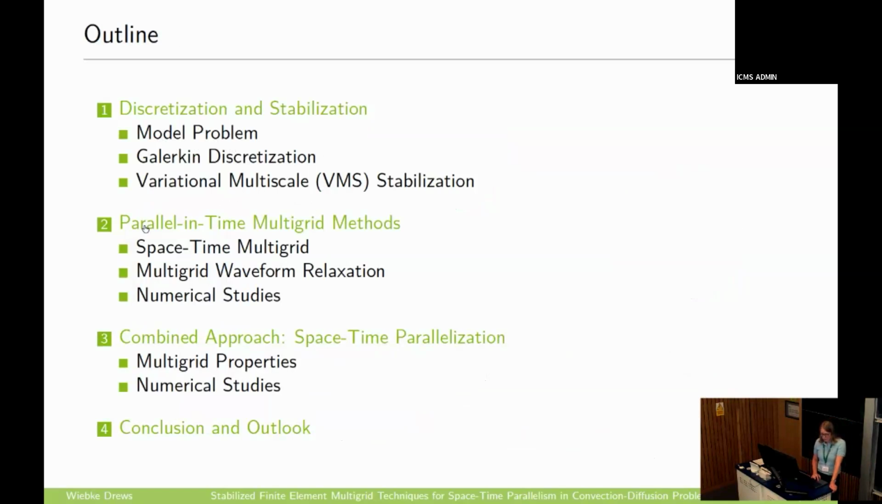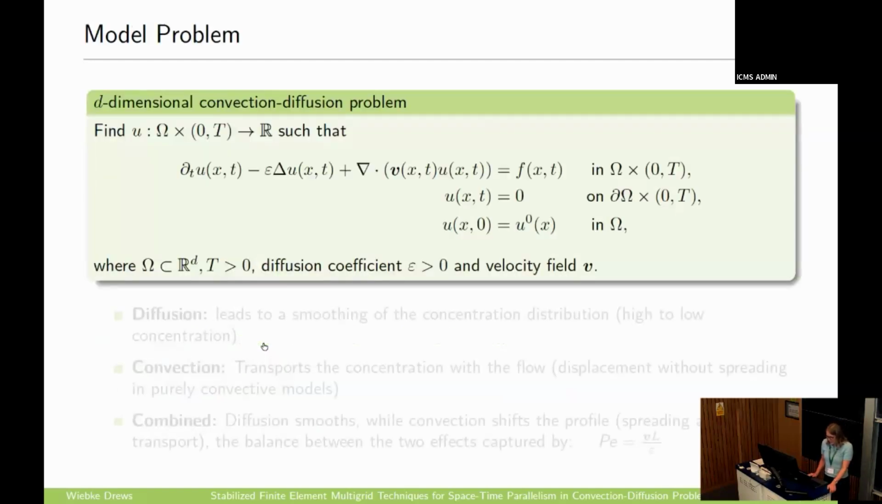Then we go to parallel in time methods, especially multigrid methods, which we already saw today. But space-time multigrid and multigrid waveform relaxation. And after that, we will look at somehow a combined approach. Okay, so this is the d-dimensional convection diffusion problem.